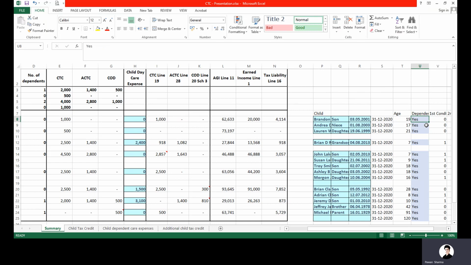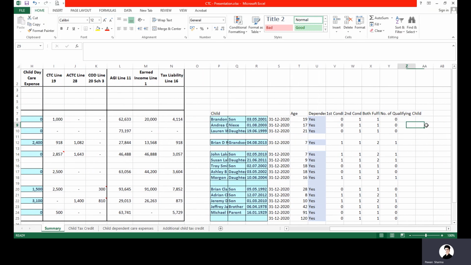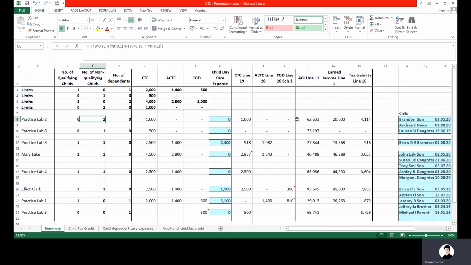So one is a dependent, but the number of qualifying children is 0. Why 0? Because he is 17 and not under the age of 17. Exactly 17 doesn't mean that you will get the credit. It's exact 17, there's no point, there are no months. So both are non-qualifying children. Only if he is under the age of 17 will he qualify for $2,000 credit and $1,400 ACTC. However, both are non-qualifying children, so they will get $500 each, $1,000 CTC only.